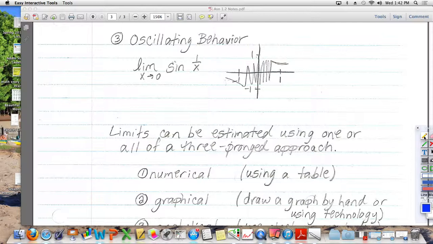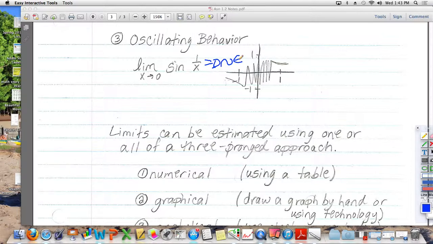So if you were to look at a table of values for this situation, your table is going to oscillate, meaning it's going to go from a positive to a negative to a positive to a negative to a positive to a negative. It's going back and forth and back and forth. In other words, it is so crazy that you cannot determine what the limit is because you don't know which end is up. So another situation when the limit is DNE, does not exist.